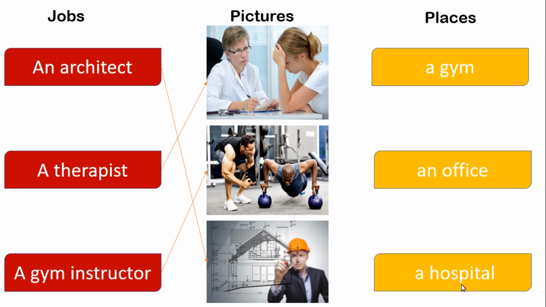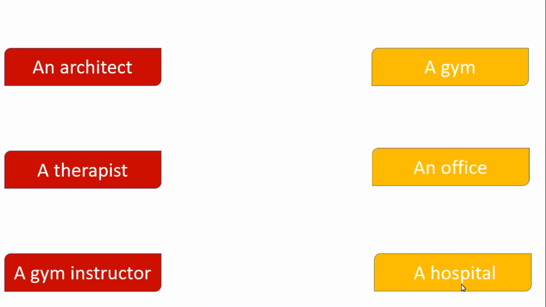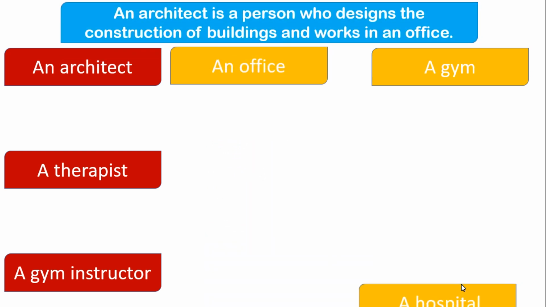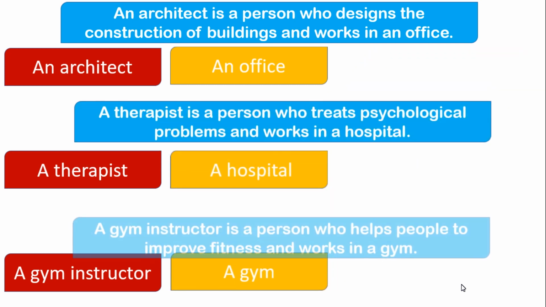Now let's match these pictures to the places. The first picture matches to a hospital. The second picture matches to a gym. The third picture matches to an office. Now let's make sentences using jobs and places. Okay, let's see some sample examples and you will read them.